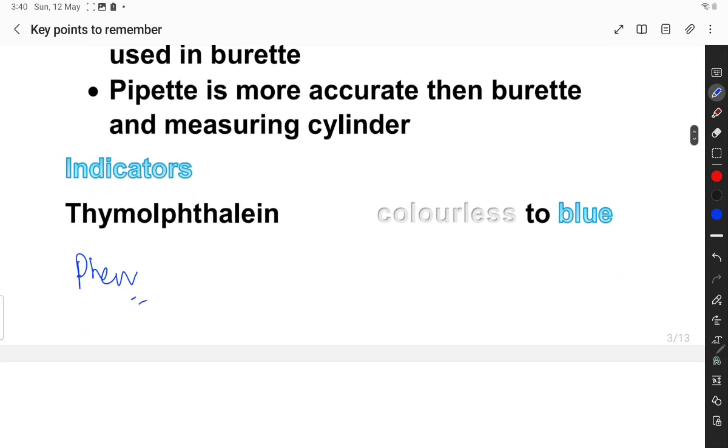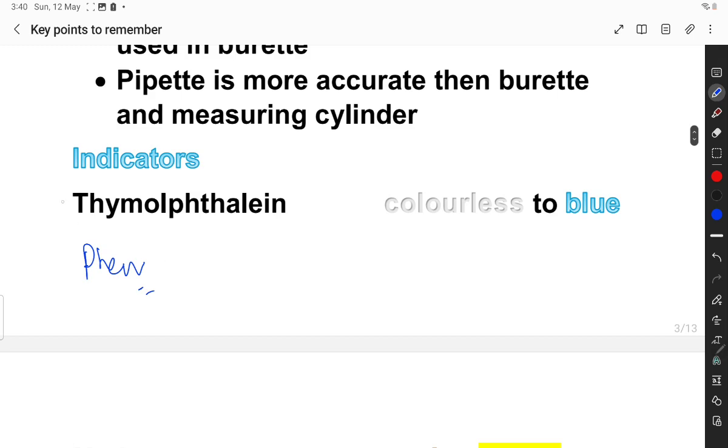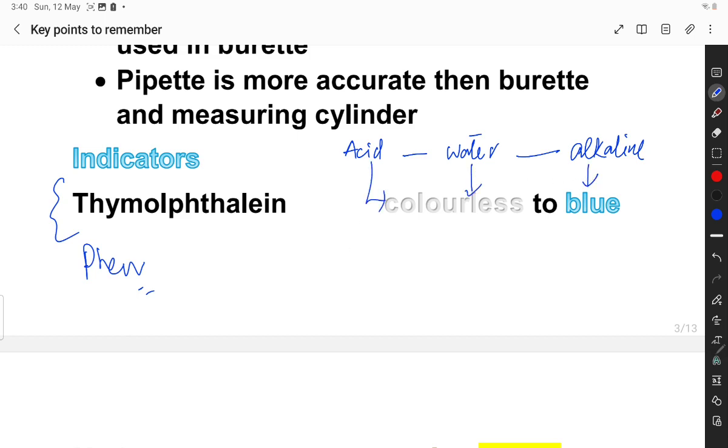Indicators: there are three types of indicators mostly used. This is very important because it is a new addition in the syllabus. Thymolphthalein goes from colorless to blue. Its color in acid is colorless, in water is also colorless, and it is blue in alkaline solution.